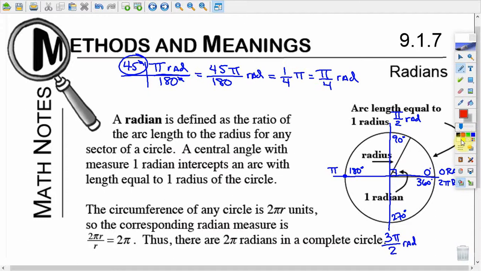You could go in the other direction with this. You could take, say, 7 pi over 6 radians, and now I have radians on top, and I need to cancel that out, so I need to put my pi radians on the bottom of the fraction, my 180 on the top. Now the radians will cancel out, and I'll be left with the answer in degrees.